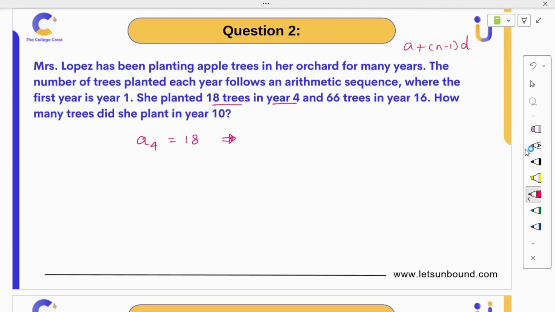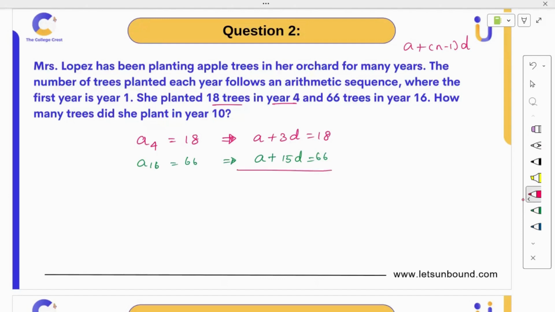So if you want the third term, a plus 2d. So a4 you can write as a plus 3d equal to 18. Right? And then 66 in year 16. So a16 is 66. So you can write a plus 15d, right? A plus n minus 1 d equal to 66. You find your a and d from this. Then for any year, you can find the number of trees. How will we do this? You can simply use the substitution method or the elimination method.